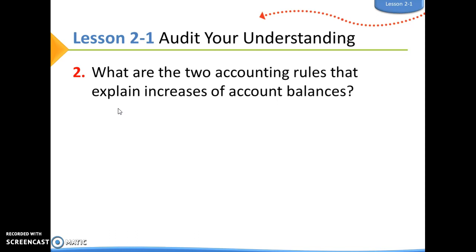What is it? If one thing goes up, the other has to go down. True, but we're just talking about the rule for an increase. So what do we say for assets? The debit increases. The debit side increases, and credit decreases. On the other side, debit decreases, credit increases. Okay, let's see what they say here.